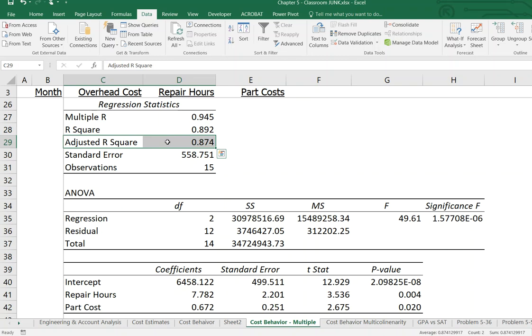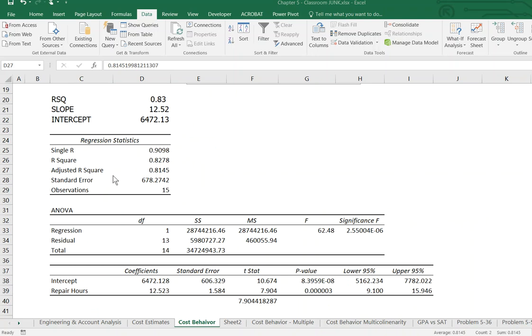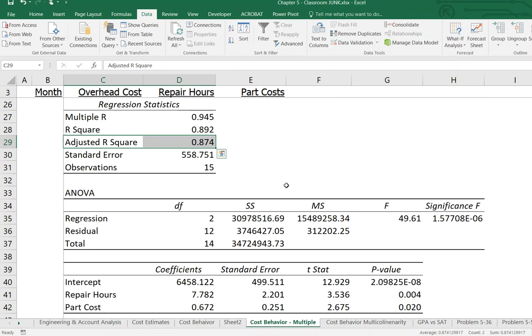So our adjusted R-square for both variables in our model is 87%, and we can compare that with the R-square we had for our single variable model. For our single variable model, our adjusted R-square was 81%. So we can feel pretty good that we've got a slightly better model using both variables. Whether or not we would want to use this depends on the cost of attaining different or additional data related to part costs in addition to repair hours, and that evaluate that cost-benefit trade-off.